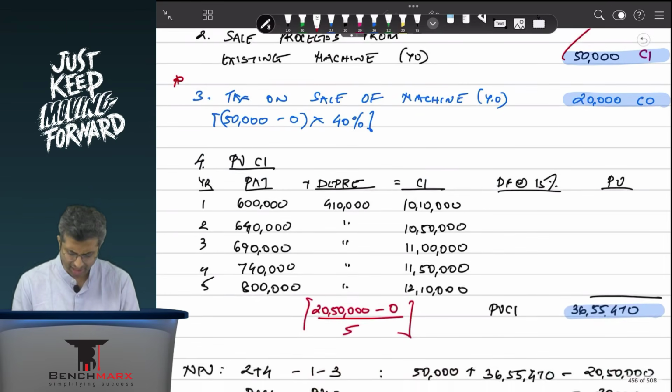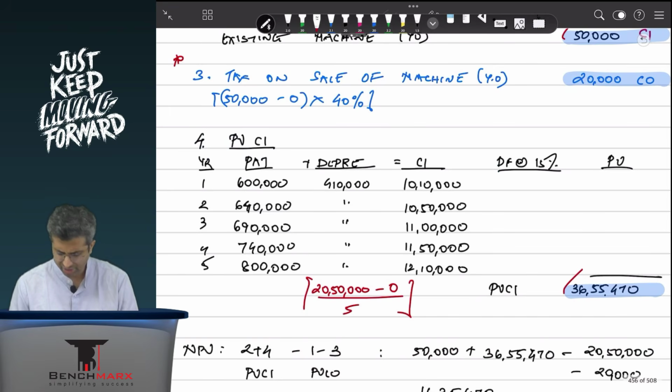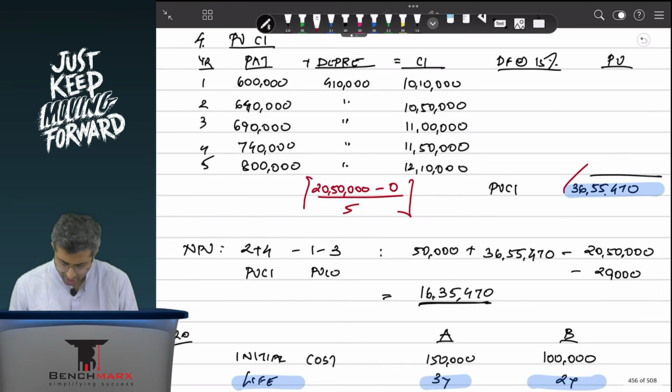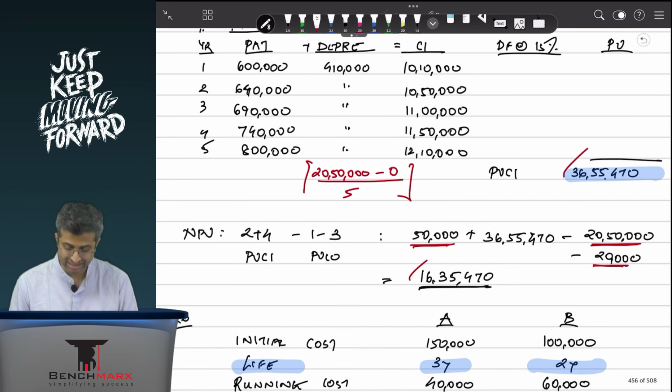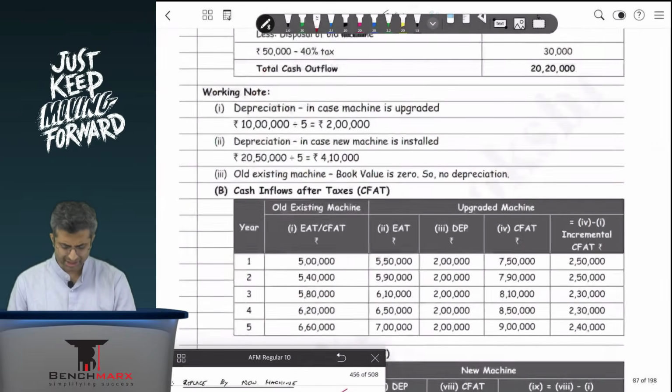Apart from that, you will add back depreciation, find the cash inflow at 36 lakh minus your cash outflow of 20 lakh 50, 50,000 of cash inflow and 20,000 of tax. All said and done, you get 16 lakh 35,450. Whichever option gives you the highest NPV, that is continuing the existing machine, is the option you try to select. Okay, so this kind of takes care of question number 5.